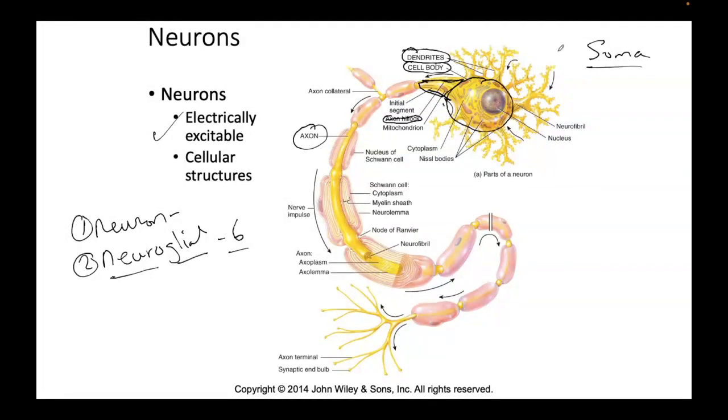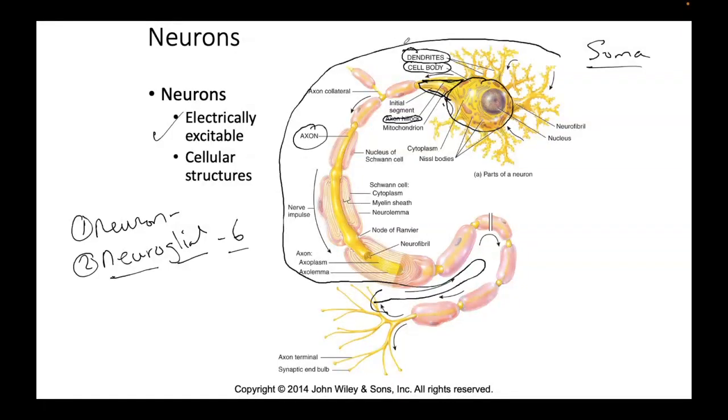Now, keep in mind that electrical signals are moving down in this direction, right? They're moving down in this direction. So action potential and nerve impulses come into the dendrites, into the cell body, and then the electrical activity moves down the axon all the way down to the end of the axon, called the axon terminal. And at the very end of the axon terminal, we have what's called an end bulb, a synaptic end bulb.